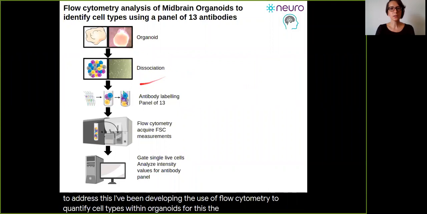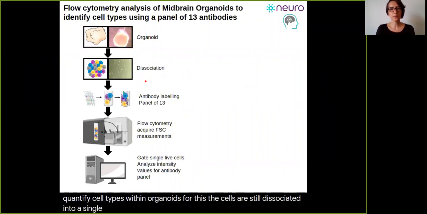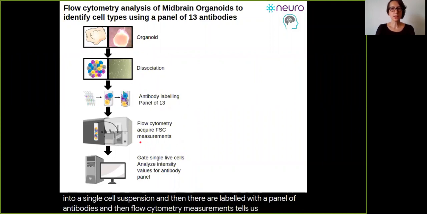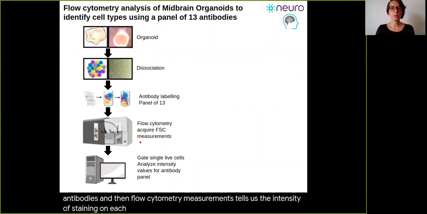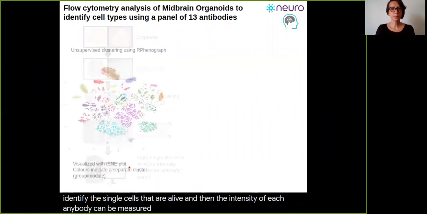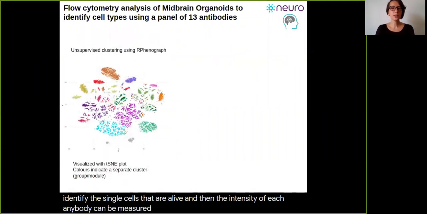For this, the cells are still dissociated into a single-cell suspension, and then they're labeled with a panel of antibodies. And then flow cytometry measurements tell us the intensity of staining on each individual cell. The data has to be processed to identify the single cells that are alive, and then the intensity of each antibody can be measured. I again used unsupervised clustering to create different cell groups.